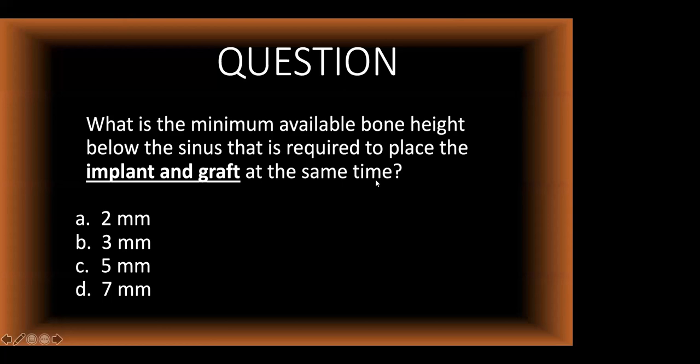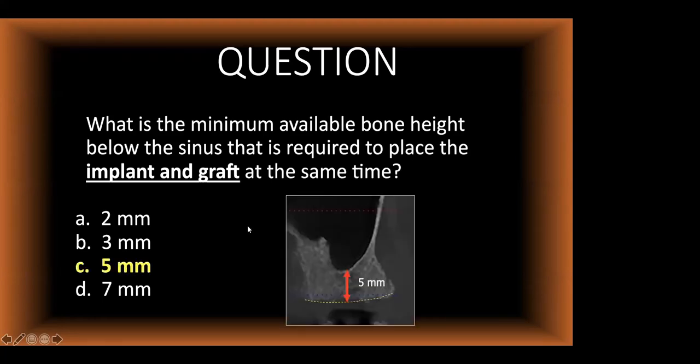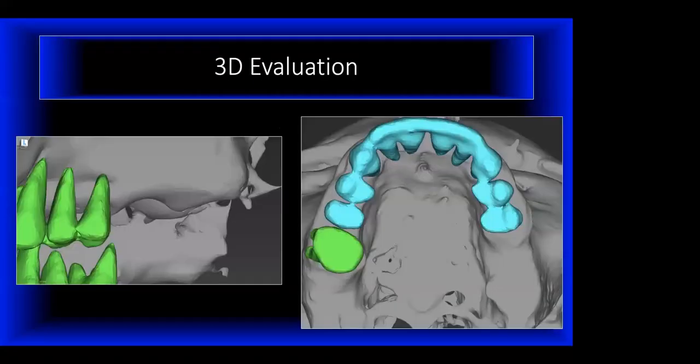And the answer is 5. Very good. C. It is 5 millimeters. Current literature states you should have 5 millimeters to place the implant and graft at the same time. And if you have less than that, then that implant doesn't have enough rigid fixation, and we'll talk about that in a couple minutes.